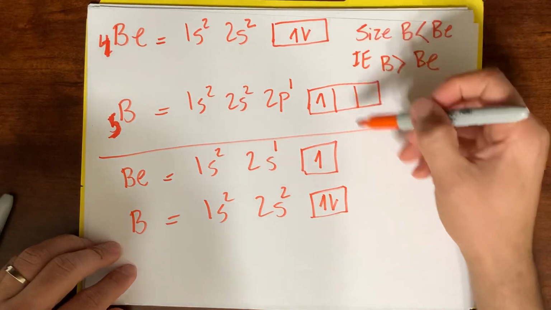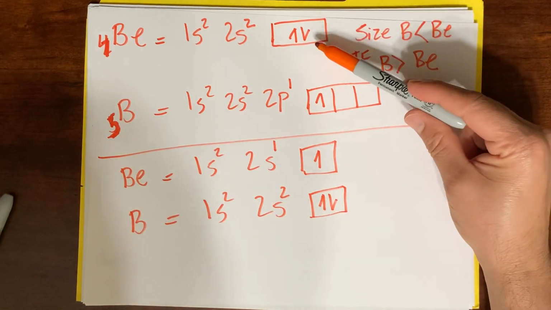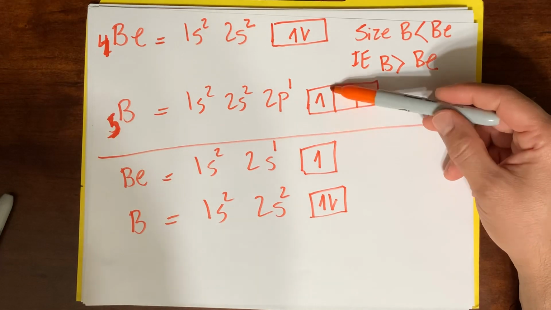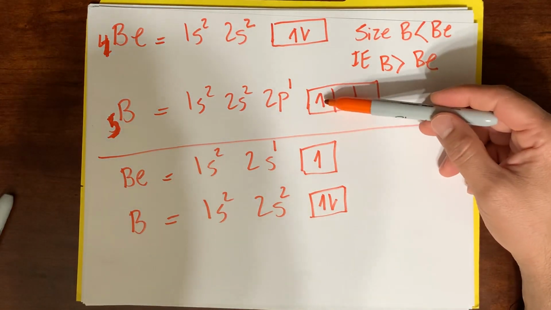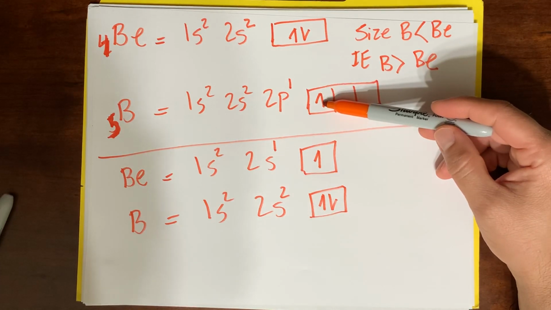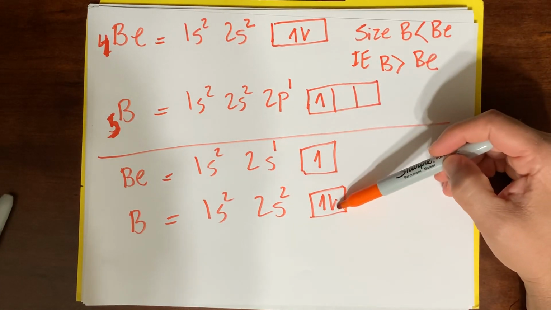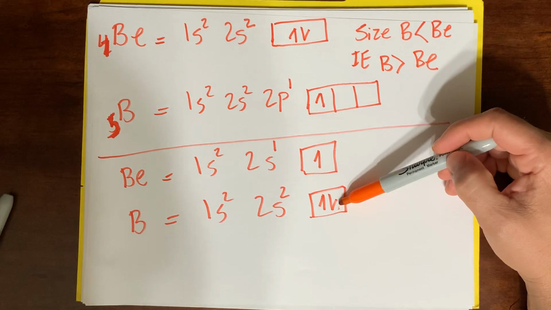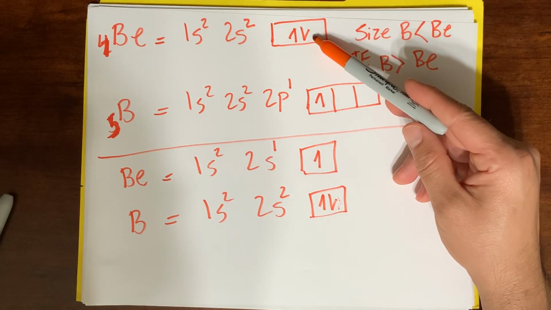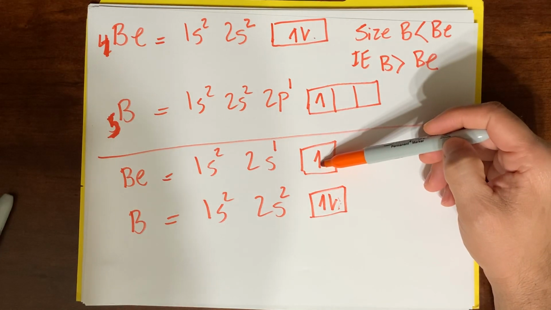But when you look to the last orbital, beryllium is 2s2, fully occupied orbital. This one is 1 electron, only 1 electron. And when I take 1 electron from it, I get this. I get fully occupied orbital. That's going to give you a stabilization energy. Taking electron from 2s2 will give you half occupied orbital. That's going to cost you more energy.